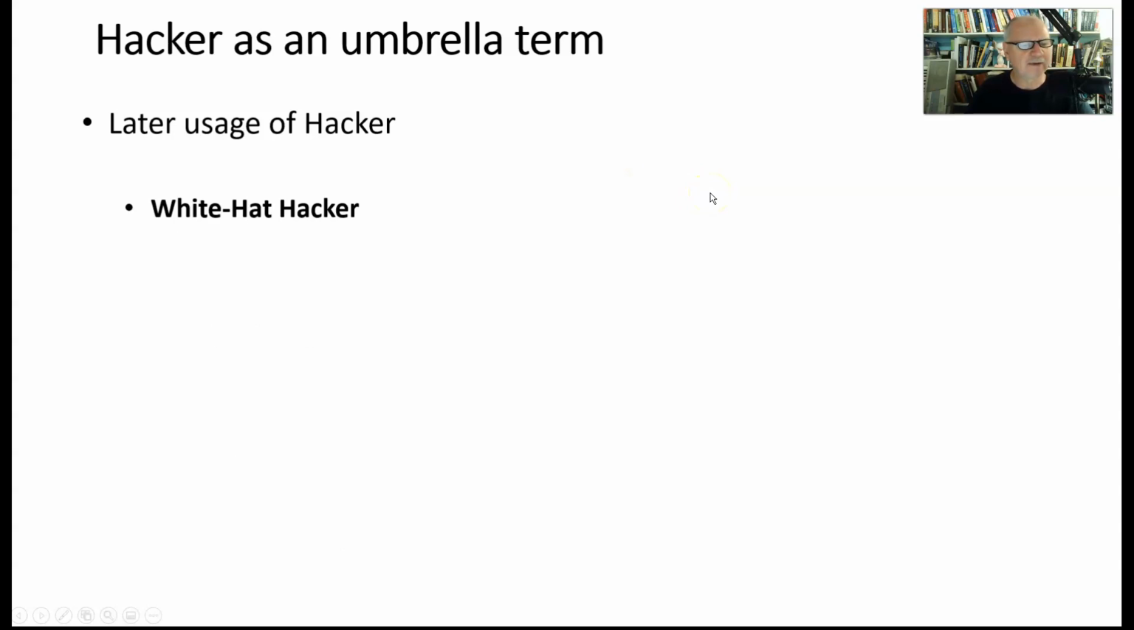First of all, there was the white hat hacker. This is the person who does not break the law. They just simply want to understand things and make them more useful. So that would be a white hat hacker.